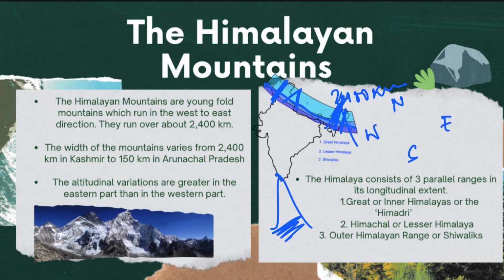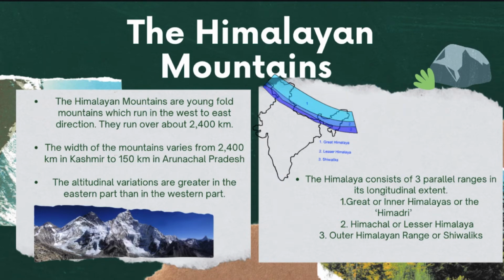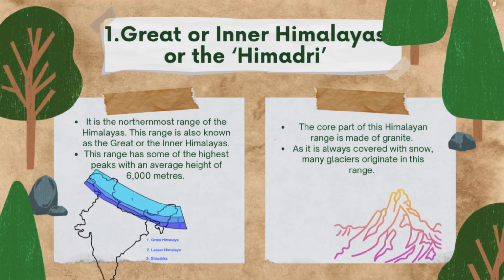You can see the division of the Himalaya here, which I have marked 1, 2, 3. It consists of three parallel ranges. The first is called the Great or Inner Himalayas, the next is the Himachal, and the third one is the Outer Himalaya or Shivalik. In the next part we are going to discuss these. The first is the Great or Inner Himalaya. Again I have added that slide so that you will not forget.